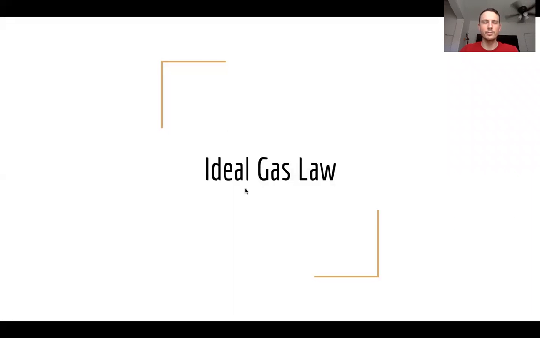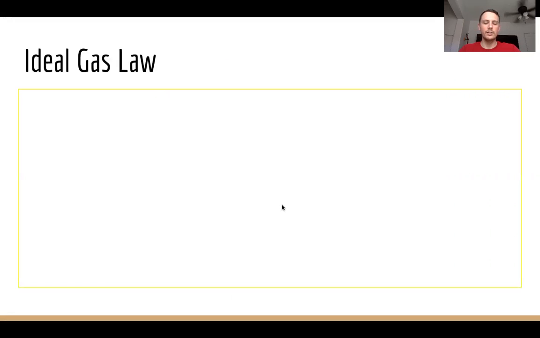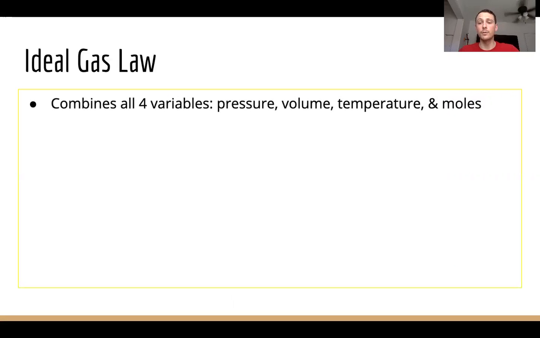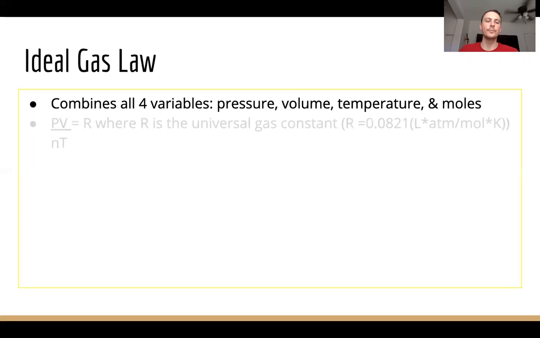Hello. Today we're going to be talking about the ideal gas law. The ideal gas law combines all four variables. We had our first three gas laws, which only had two variables. Then we had our combined gas law, which had three: pressure, volume, and temperature. But now we're going to combine pressure, volume, temperature, and moles. So, all four variables we talked about on the first day, all together in one equation.